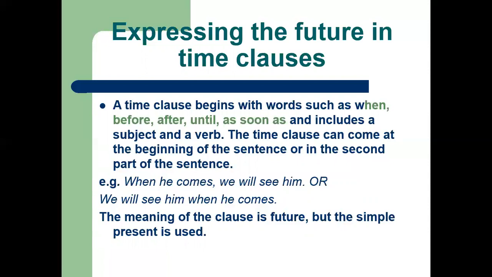So you have to say that when he comes, we will see him. Of course, you can invert the order and say we will see him when he comes. But the idea is that after these connectors, you cannot use the future. Of course, the meaning of the clause is future, but the present simple is used. The same happens in our language.